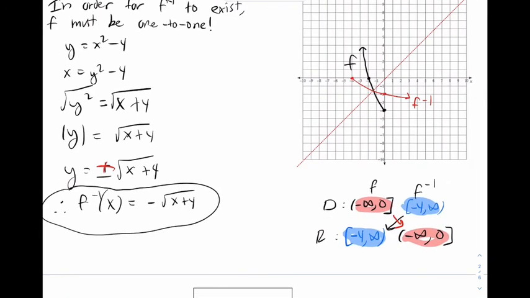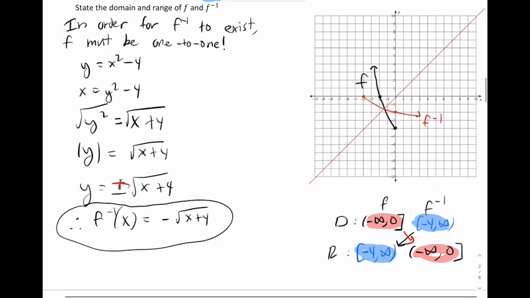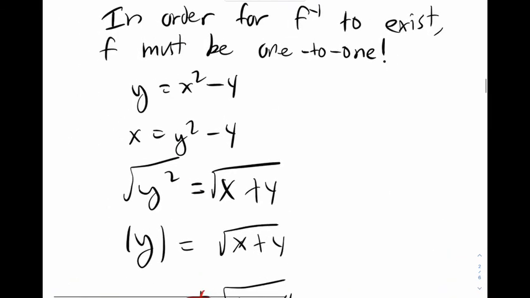So the domain of the original becomes the range of the inverse, and the domain of the inverse will become the range of the original. So this gives you a way to easily find the domain and range of everything if you have f and f inverse. And this should make total sense because remember how we do inverse functions over here. You switch x and y values.